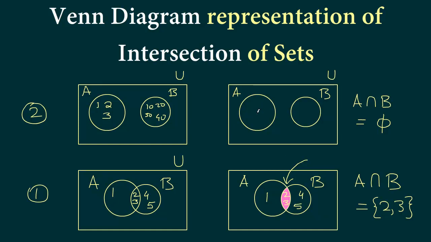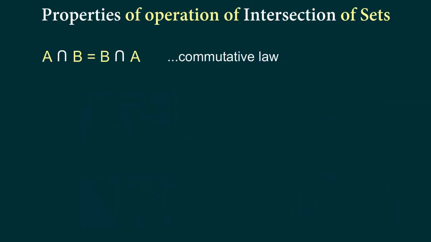And in this case, when we have disjoint sets, A intersection B is a null set and B intersection A is still a null set. So A intersection B is indeed equal to B intersection A.